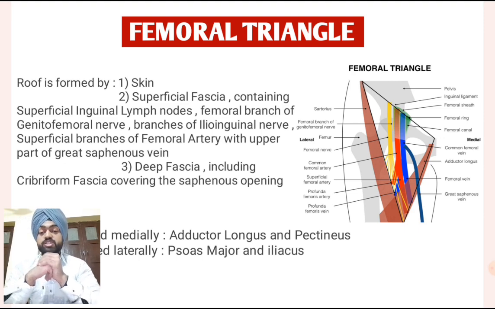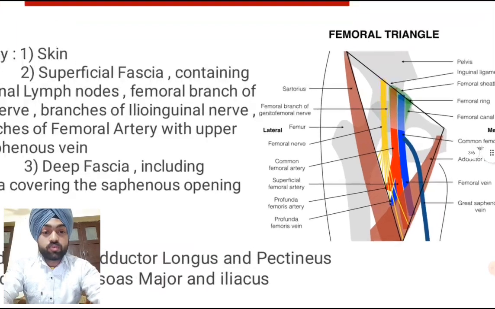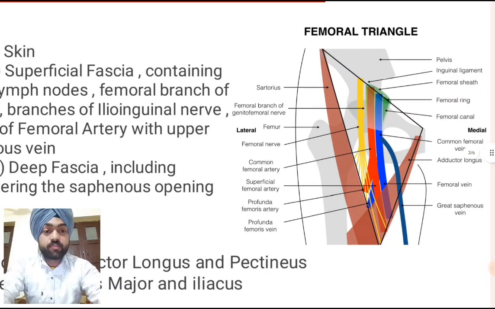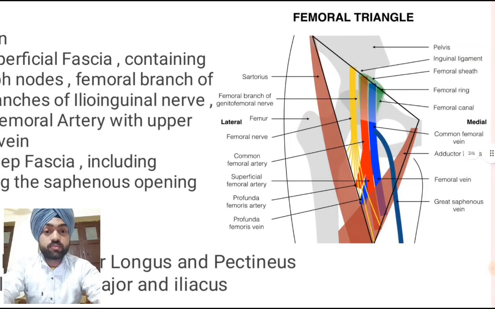Then we've got the deep fascia. Deeper to the superficial fascia, we've got the deep fascia, including the cribriform fascia, covering the saphenous opening. The cribriform fascia, a thin tissue layer, covers the saphenous opening. We are going to discuss this diagram later in the video in detail.